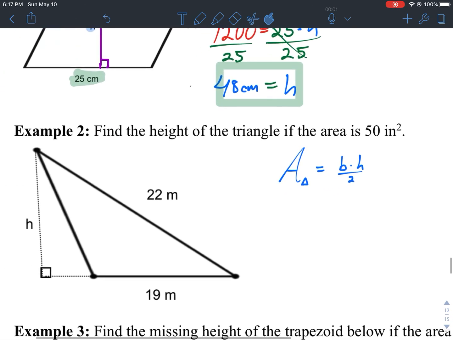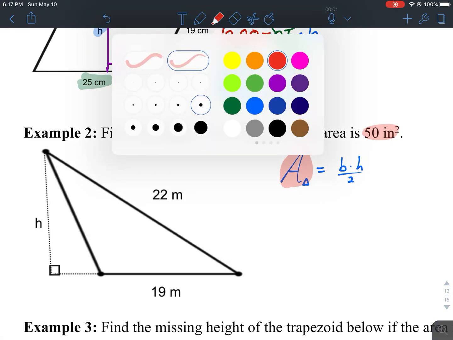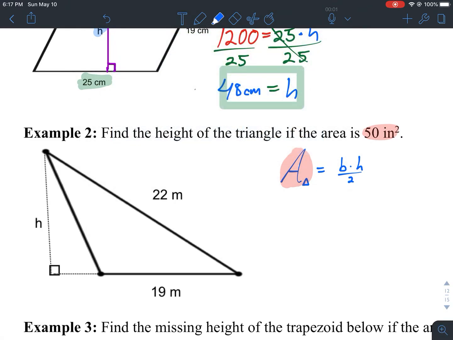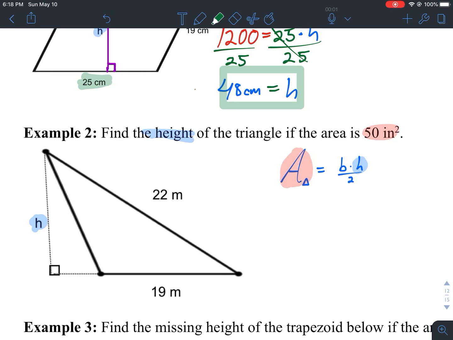Now, moving on to example 2, which in this case is a triangle. Similar concept. It says that we need to find the height of the triangle if the area is 50 inches squared. So 50 inches squared is the area, and that is what we're going to substitute in for A. Now we have to go on to the image and identify the base and the height. Since we're trying to find the height, that's the variable we're going to isolate. And now we have to identify the base.